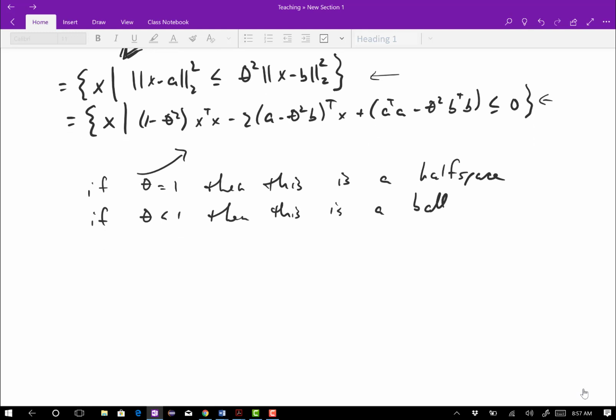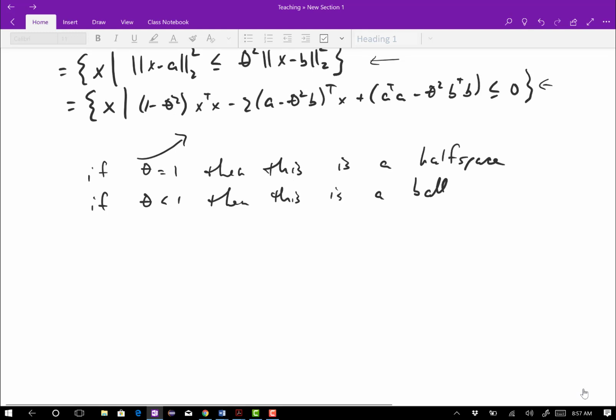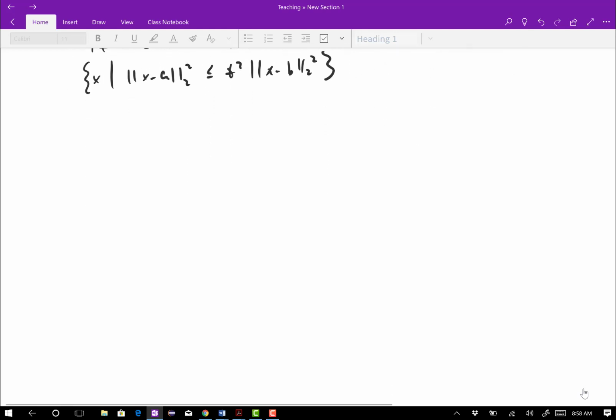So we start off with this expression up top. I'm just going to rewrite it down here. So we've got x such that the 2 norm of x minus a, squared, is less than or equal to theta squared times the 2 norm of x minus b, squared. Okay, that's our expression up there. And now let's start manipulating that expression.